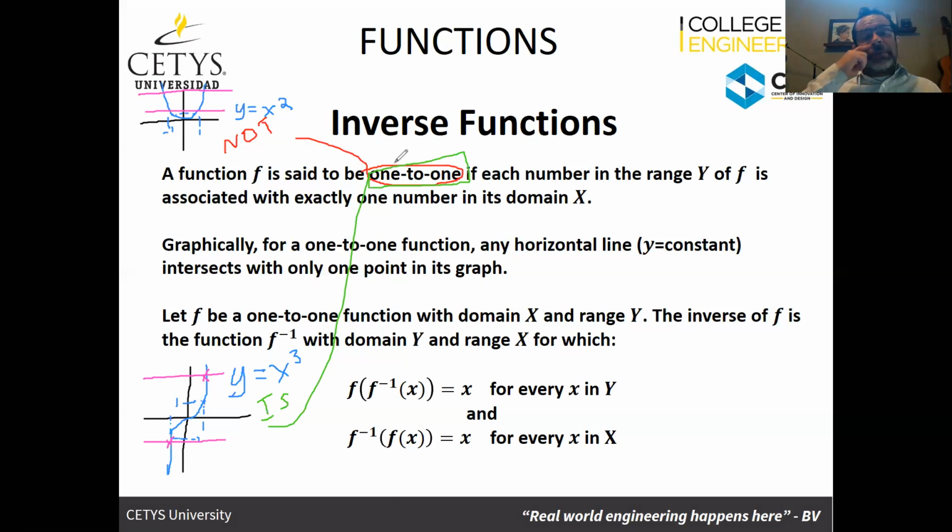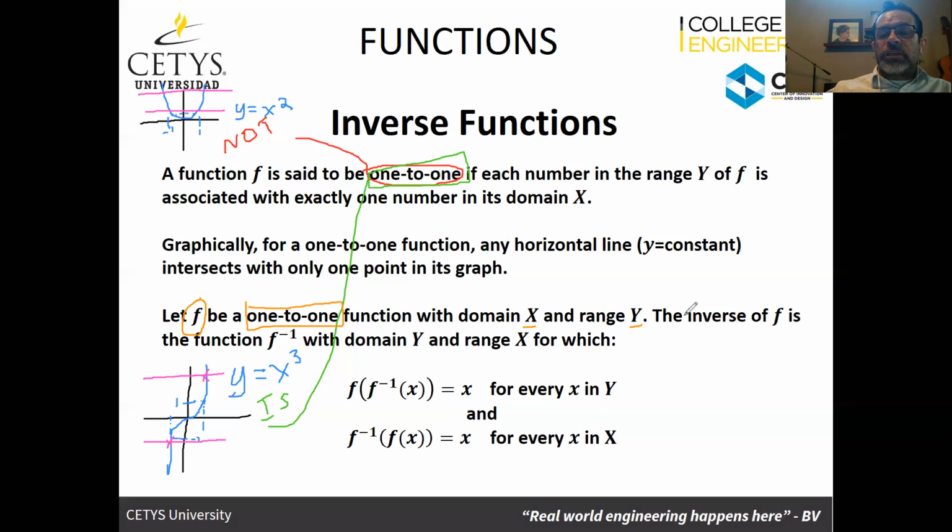Now, what is the concept of an inverse? If I have the function f, first off, f is a one-to-one function. That's the first thing that we need to verify. I have a function f, and f is a one-to-one function. So I verified that. And f has a domain x and a range y.